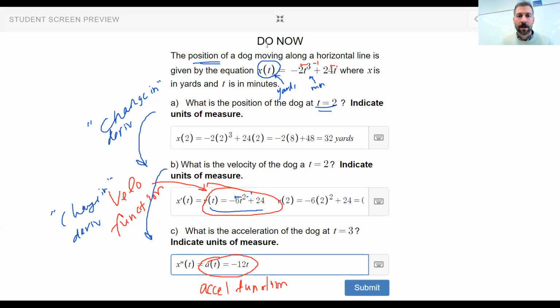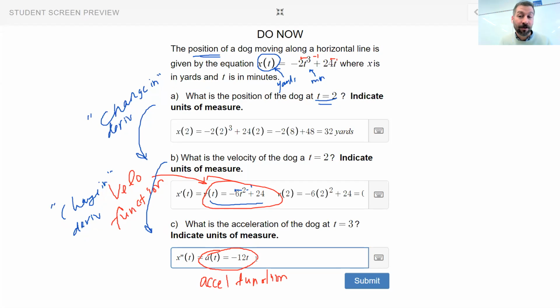Sorry for my messy writing. So to find the acceleration at a time of 3, at 3 seconds, I'm just going to plug in 3. So a of 3 equals -12 times 3, which equals -36.